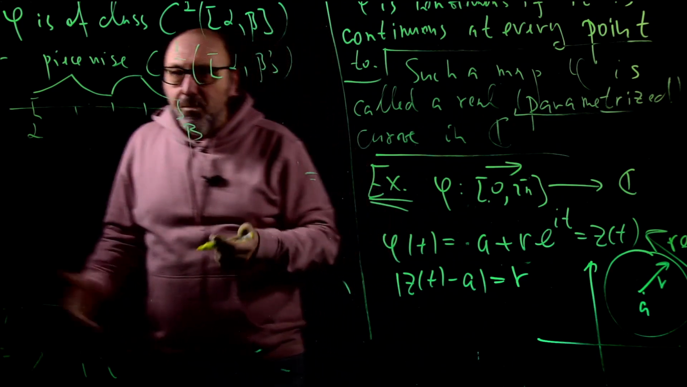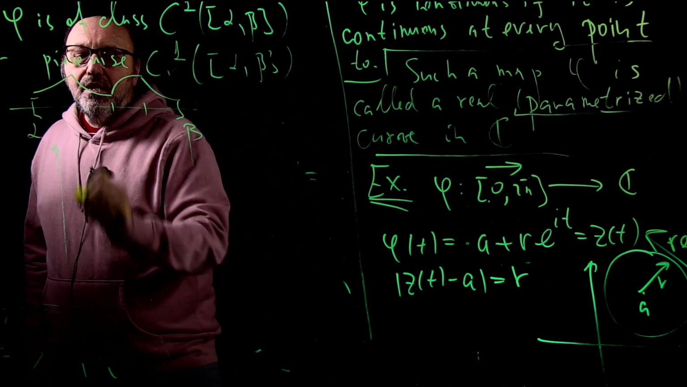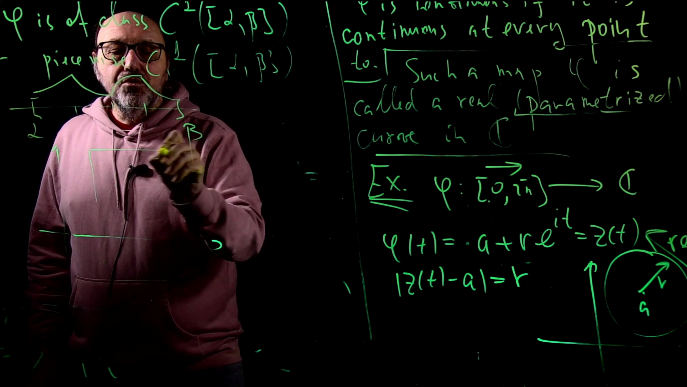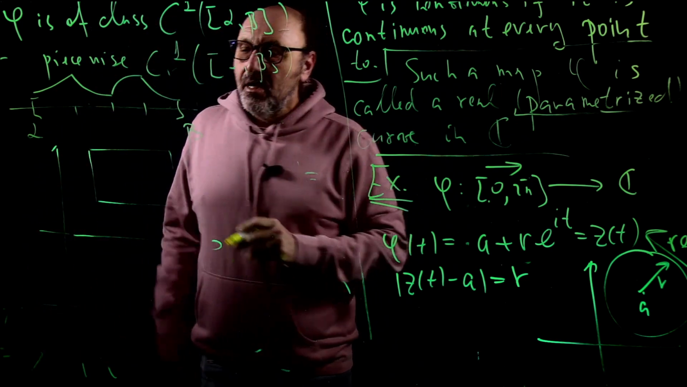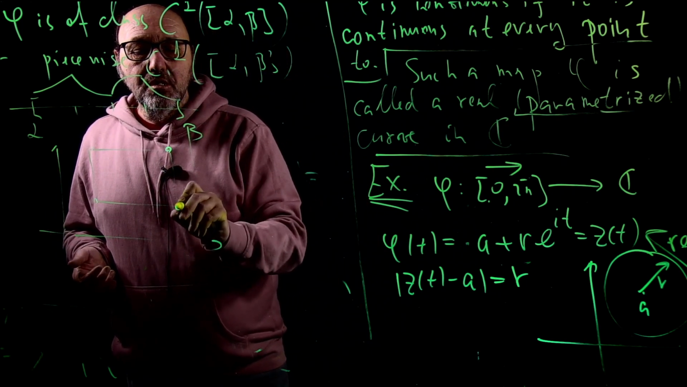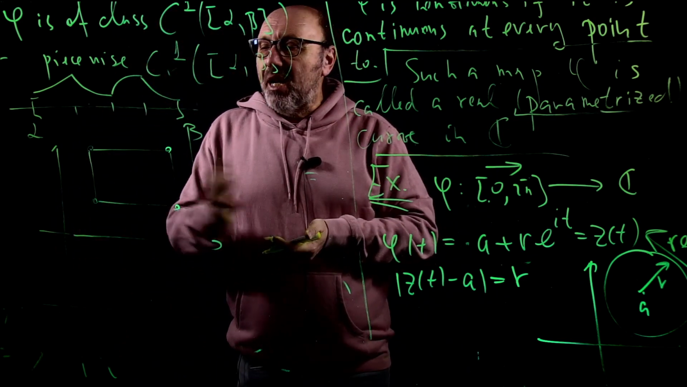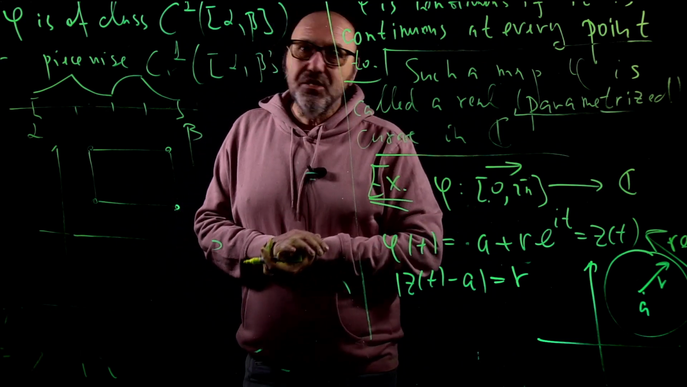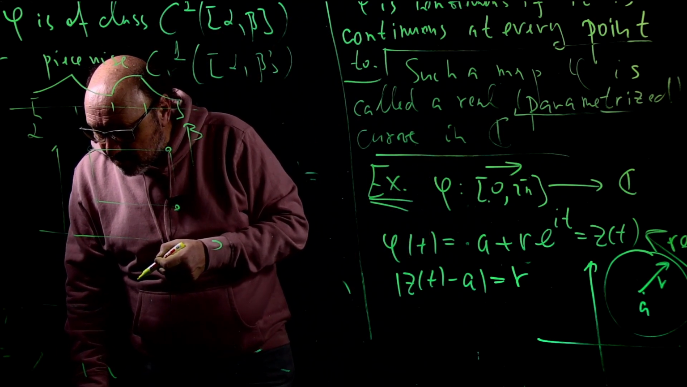But this is not a big problem. Curves like this appear very naturally. For example, if you consider the boundary of a rectangle on the complex plane, it will not be of class C1 because of the points in the corners. There is no tangent line, right? Obviously, but of course this curve is piecewise C1 in the sense of this definition, right?